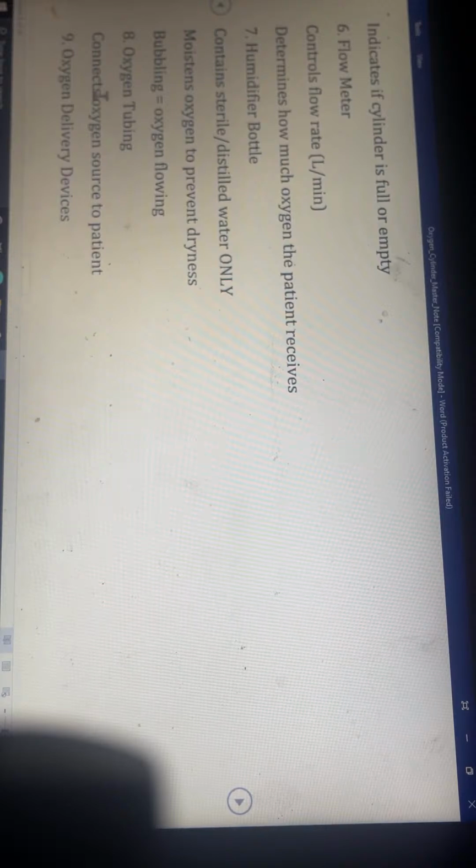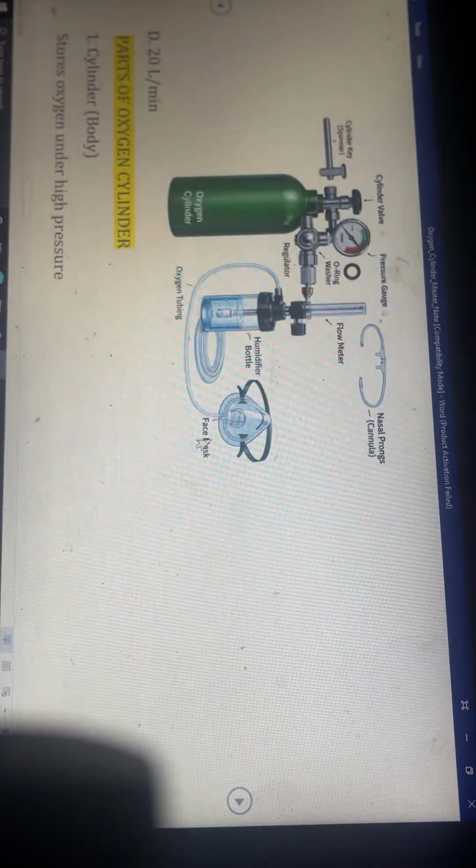The next is the what? The oxygen tubing. It connects the oxygen source to the patient. Number 9, we have the oxygen delivery devices. We have the nasal prongs, that's the cannula, we have the face mask, and we have the O-ring, which helps to prevent leakage of oxygen. This is the face mask. This is the nasal prongs, also called the cannula.